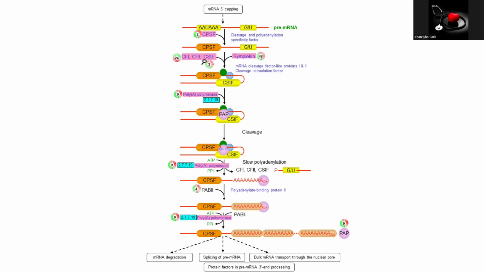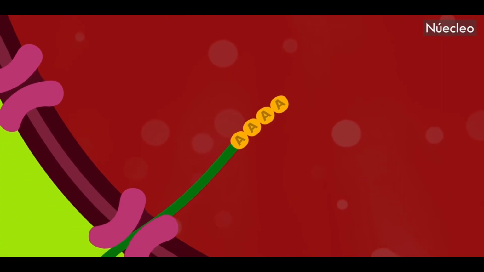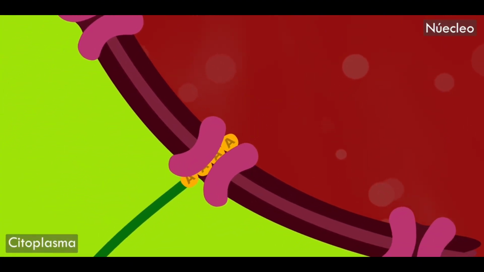The CPSF73, an endonuclease enzyme, actually performs the cut in the pre-mRNA. The poly-A polymerase functions to add a long string of adenines, about 200 to 250 adenine nucleotides, at the new 3' end to form the poly-A tail. After all of these post-transcriptional modifications are done, the mature mRNA is now ready to be transported into the cytoplasm for the translation process to begin.